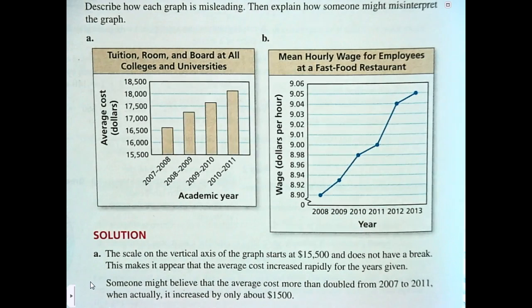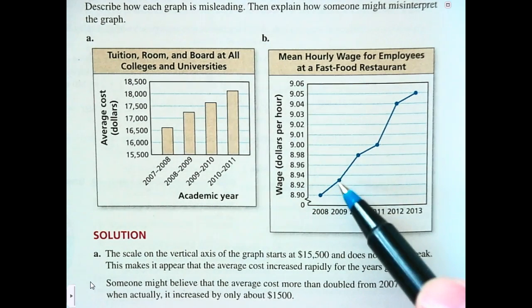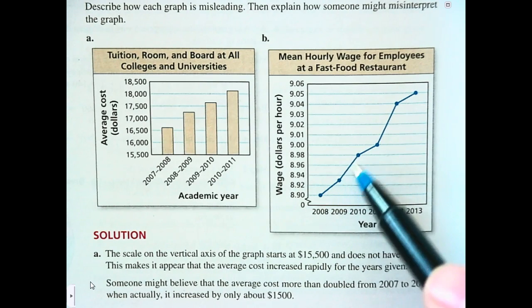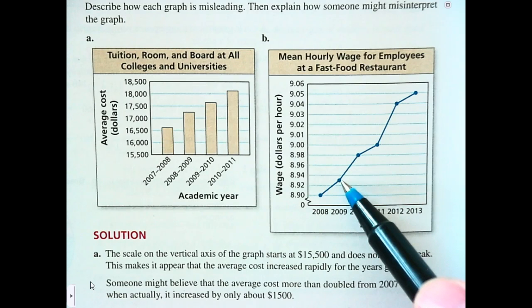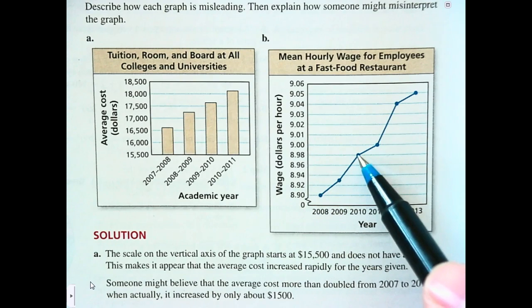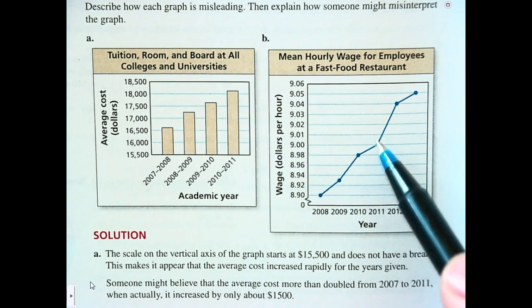So is that the biggest? No, where is it? Yeah, see 2009, 2010. 2009 to 2010 actually went up how much? It went from 8.93 to 8.98. Went up 5 cents, right?